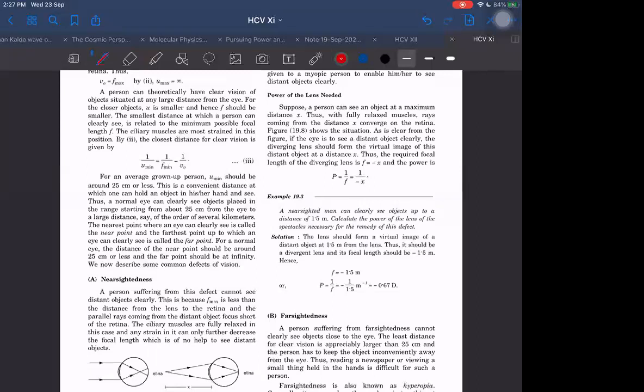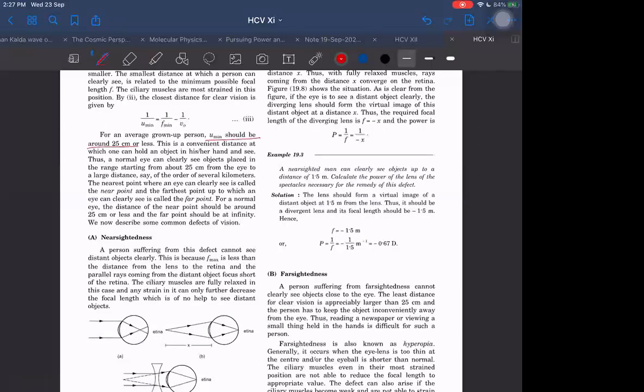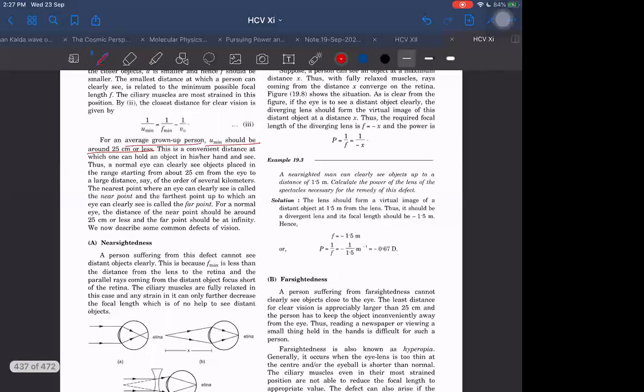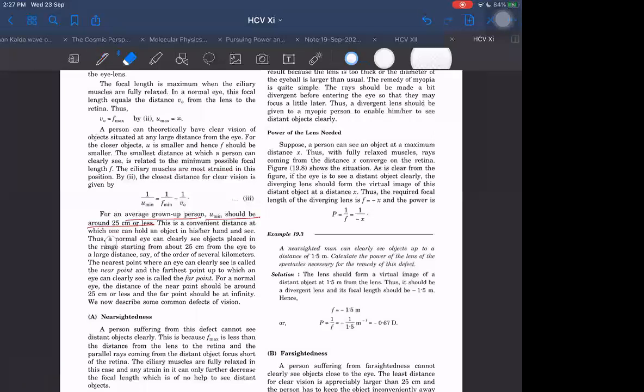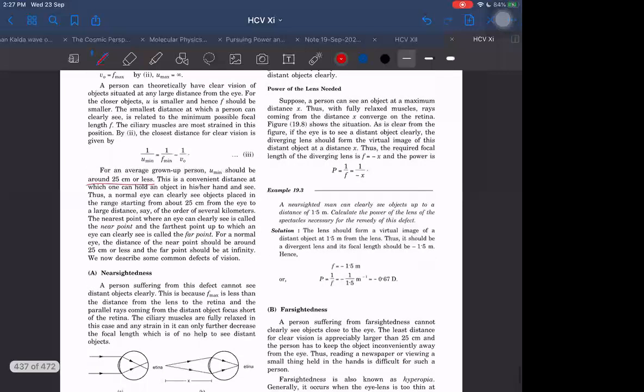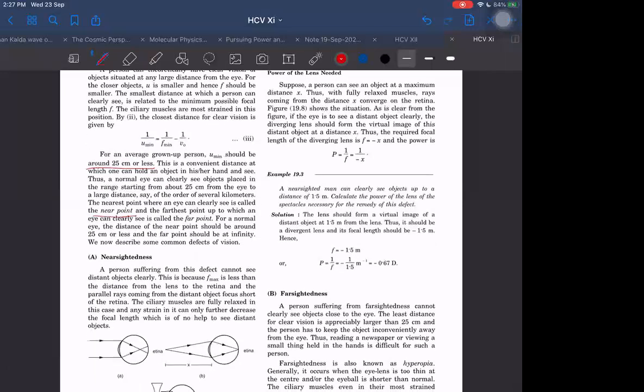Okay, now they are discussing the same things which I already told you. U minimum for an average person. Now they are discussing what is the minimum distance that we can see. Ciliary muscles are most strained when we want to see the smallest distances, and in that case, for an average person, it should come out to be 25 centimeter or sometimes even less. This we call the near point, the nearest point where an eye can see clearly. The farthest point up to which an eye can see clearly is called the far point.